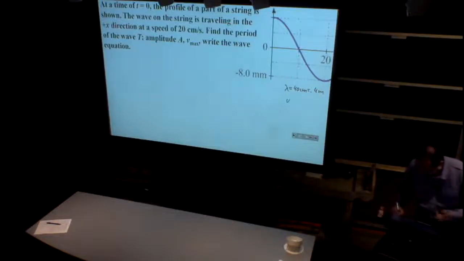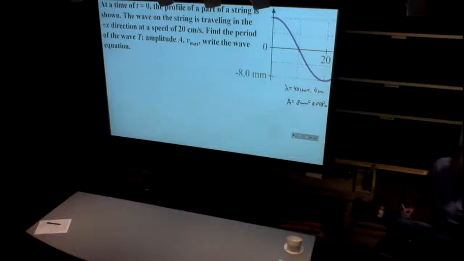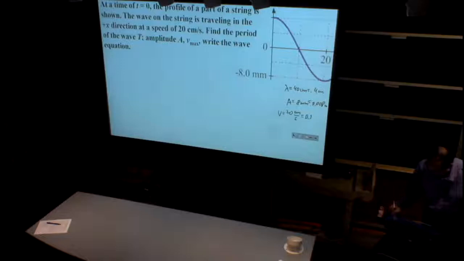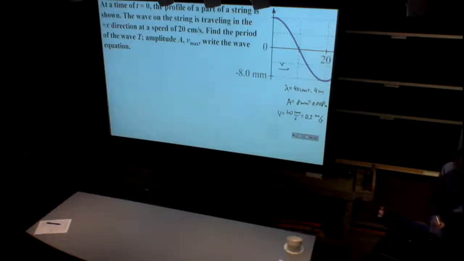We know the amplitude is equal to 8 millimeters or 0.008 meters. That's what we know. What else do we know? We know the speed, 20 centimeters per second, and that has to be converted, 0.2 meters per second. We know it travels in a positive x direction. That's how velocity points. So, well, the equation to this is the snapshot at t equals 0.